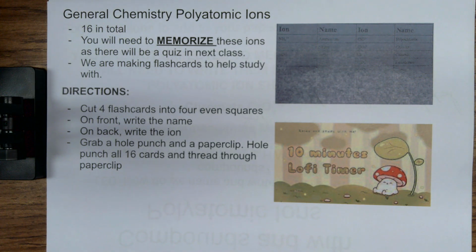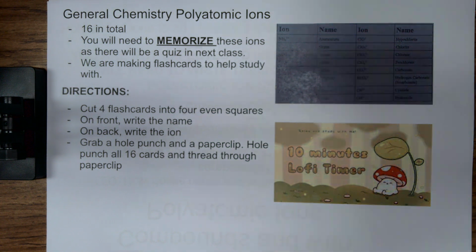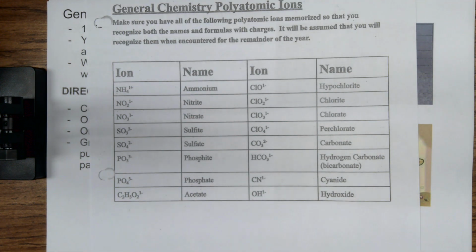What we are going to do is choose one side of our flashcards to be our name side, and one side to be our ion side. We're going to cut our flashcards up in a second. You're going to choose one side to write the ion, so make sure you're writing the formula and the charge. It's very important that you know both on one side, and the name is on the other side.